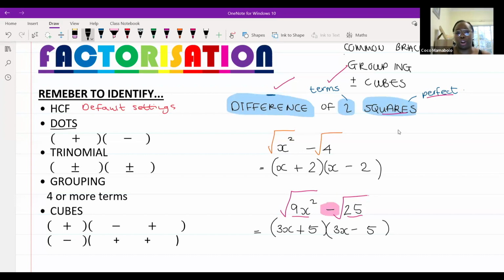Okay, let's move on. We now know what to do with DOTS. Let's talk about trinomials. And we're going to stop there today. We're only going to focus on these three. 1, 2, 3. And then when we come back in the next lesson, we will talk about.